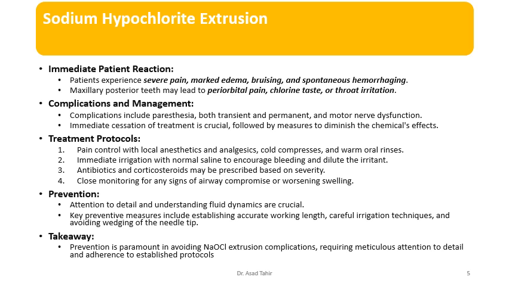Prevention. Attention to detail and understanding fluid dynamics are crucial. Key preventive measures include establishing accurate working length, careful irrigation techniques, and avoiding wedging of the needle tip. Takeaway. Prevention is paramount in avoiding NaOCl extrusion complications, requiring meticulous attention to detail and adherence to established protocols.